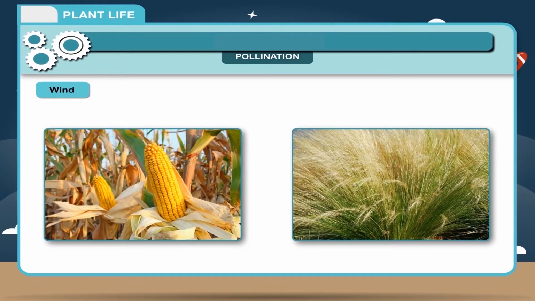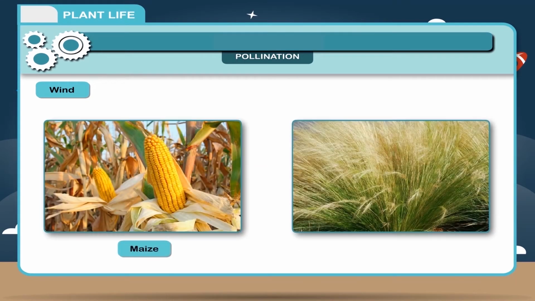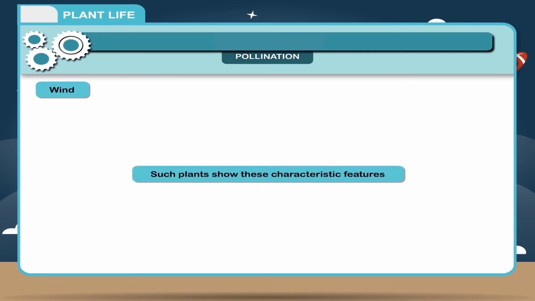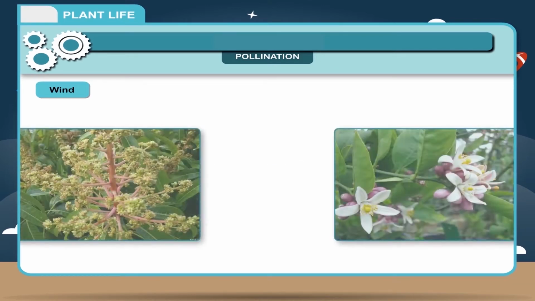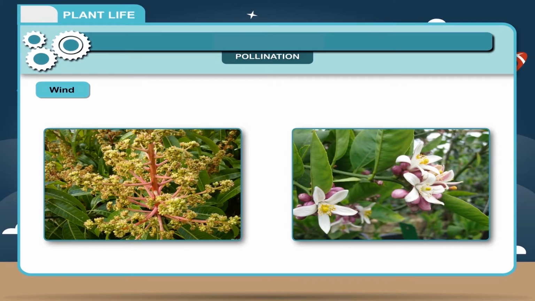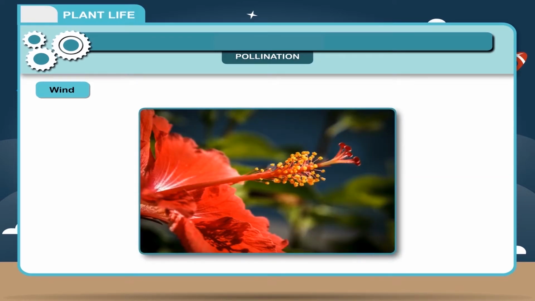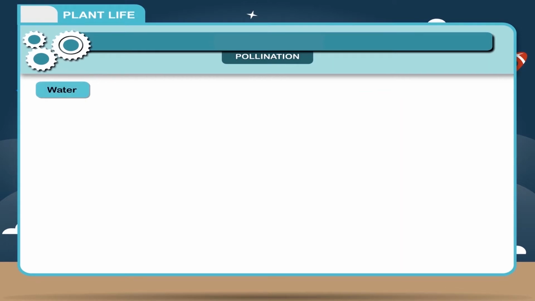Wind. In most of the plants, the pollination is brought about by wind. Example, maize, grasses, rice, etc. Such plants show these characteristic features. A. Flowers are small, light, and colorless. B. They do not produce any odor or nectar. C. Pollen grains are produced in enormous quantity.